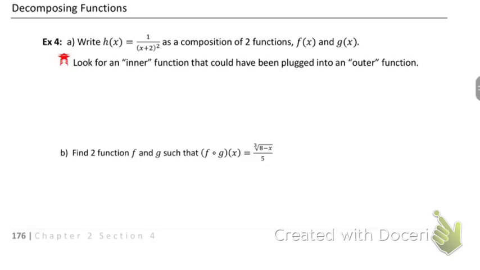The last thing we have to do is go backwards. We're going to write h of x as a composition of two functions, f of x and g of x. It says look for an inner function that could be plugged into an outer function.